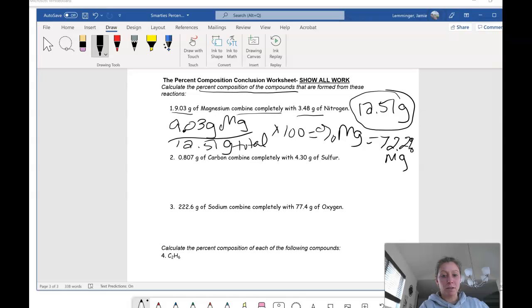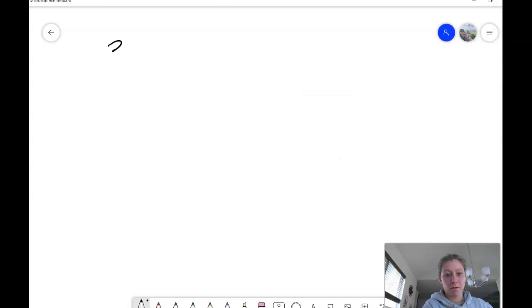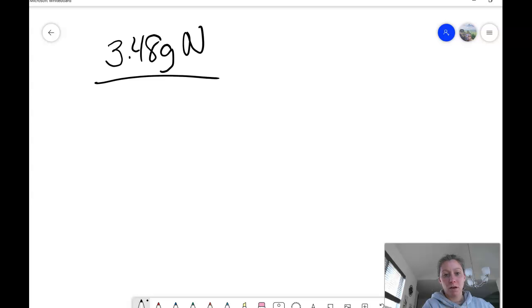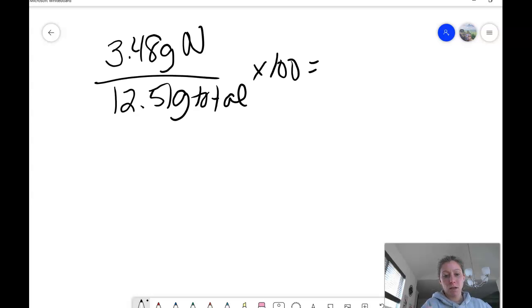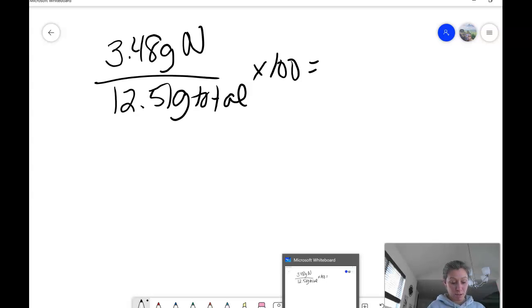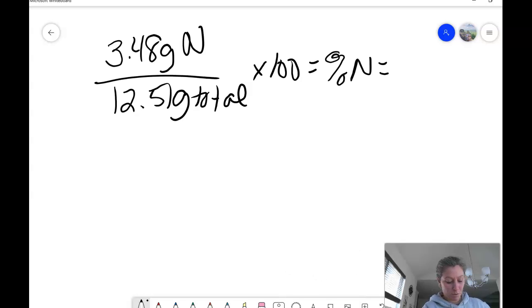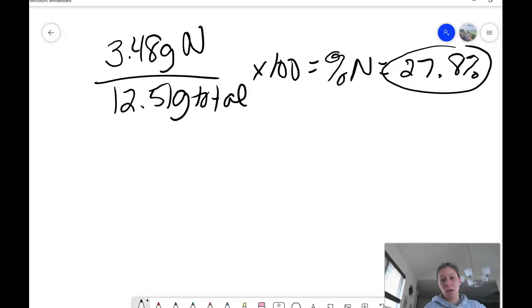If you were to do the nitrogen, it would be the same similar setup. 3.48 grams over the 12.51 grams. I'm just going to get my whiteboard out here. 3.48 grams of nitrogen over the 12.51 grams of your total times 100. And so you could either do 100 minus 72.2 to get your answer, or you could do this division. And so the percent of nitrogen would be equal to 27.8%, and that's all you have to do for this problem.